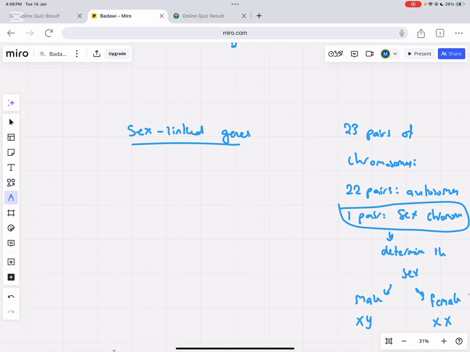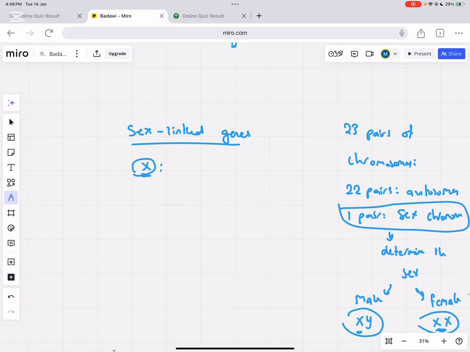So when we talk about sex-linked genes, they're always found on the sex chromosomes, on either this or that. Now we have Y-linked and X-linked. But for this exam, and I think for your level, they're just going to be focusing on the X-linked diseases. X-linked diseases are found on the X chromosome. They cannot be found on the Y chromosome. Since they're found on the X chromosome, and females have two X chromosomes, the chance of them getting the disease is not as high.